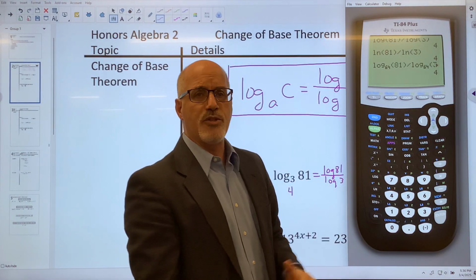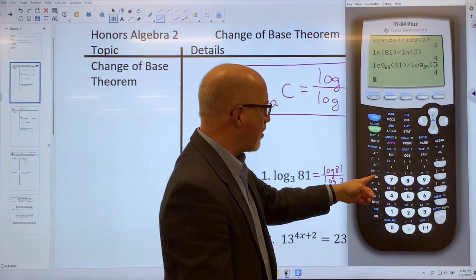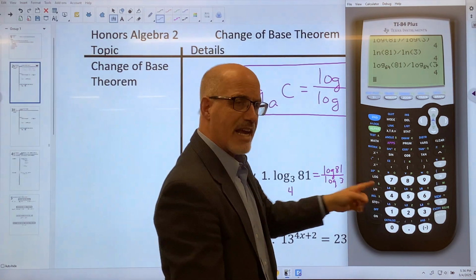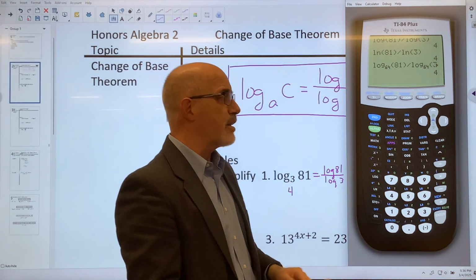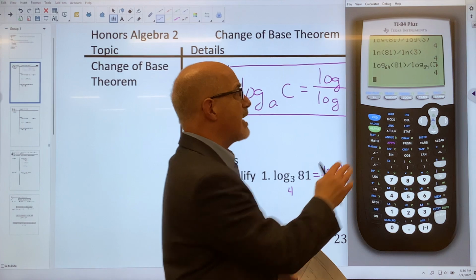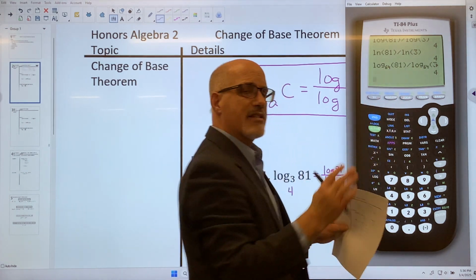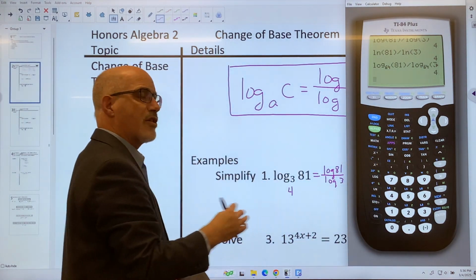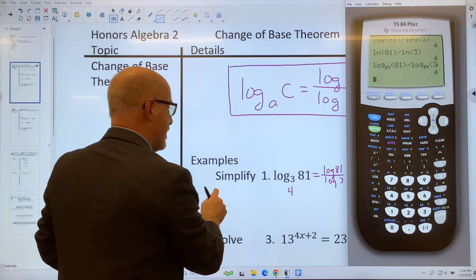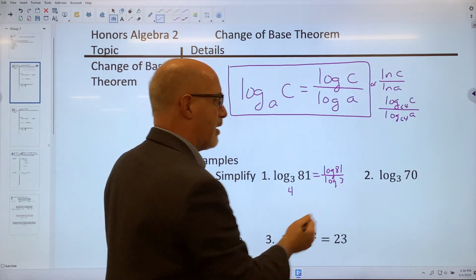So any base you change it to works, but we're just going to use the common log and the natural log because those are the ones in our calculator. Be aware that some calculators can do these different bases, some can't. This change of base theorem works no matter what. So let's illustrate the change of base theorem on another problem.